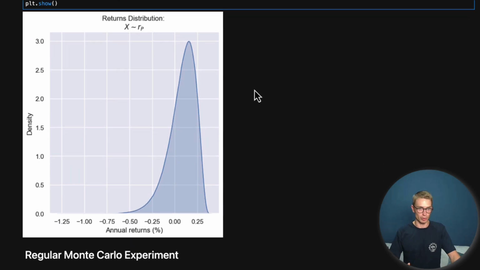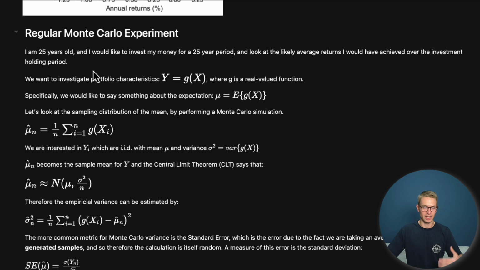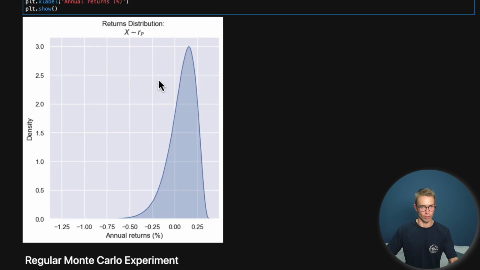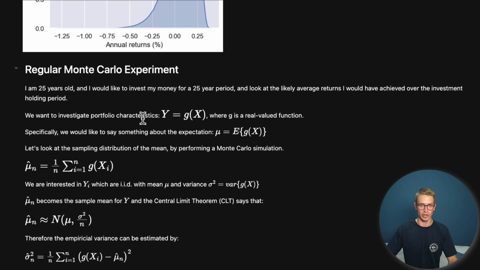As you can see from this distribution, we have quite a large skew to the right-hand side with that really fat tail on the left-hand side, with that downside risk present. So in order to understand how this would look if we invested with this portfolio manager year after year, let's run a regular Monte Carlo experiment. So picture that I'm 25 years old and I would like to invest my money for the next 25-year period, so I can take my money out when I'm 50 years old. Let's say that we choose this portfolio manager with this distribution.